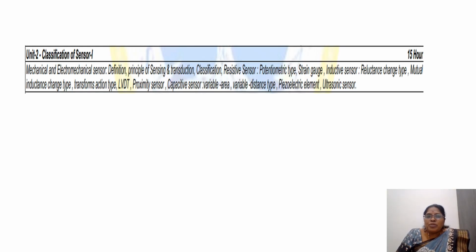These are the topics I'm going to cover in this module 2. One is the mechanical and electromechanical sensor, what are the principles and what are its classifications, and in that, what are the different methods for each classification. So one is the resistive sensor, in that there are different methods, as well as inductive sensors, and then capacitive sensors, and then ultrasonic sensors. All these sensors we are going to classify as classification sensor 1 in module 2.